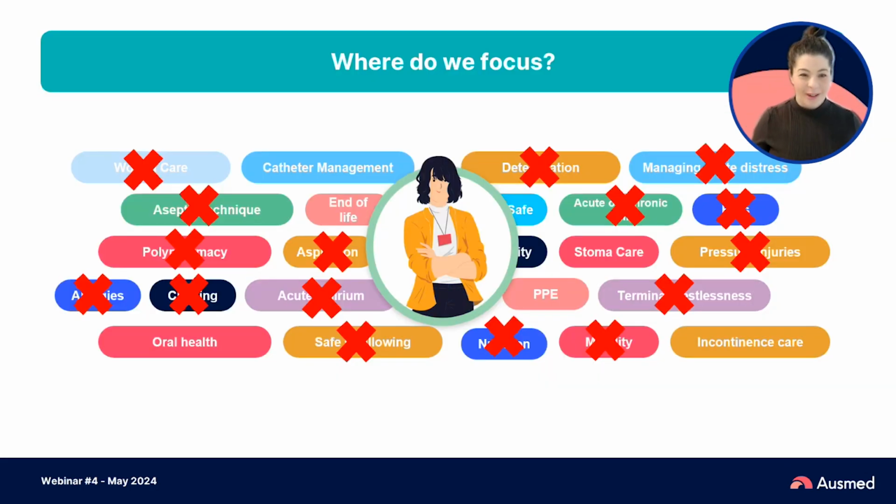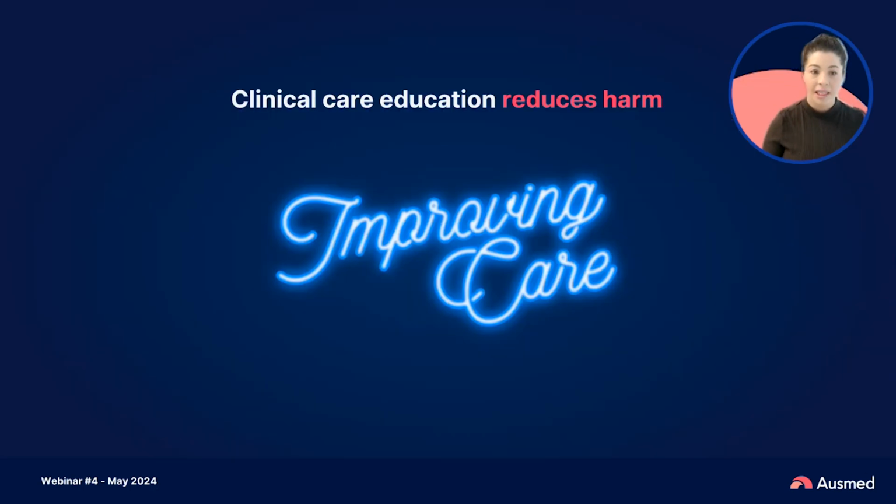But where do we focus? With so many requirements, how do we know what to address? And we want to focus on preventing harm. Keep it simple. Let's try and prevent harm. Good clinical care education can reduce harm, and this is what improves care.